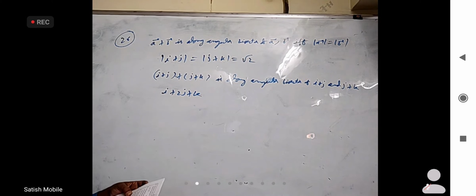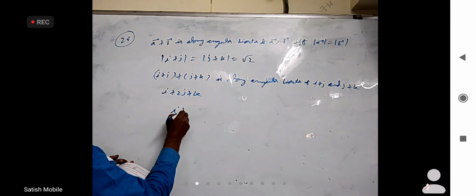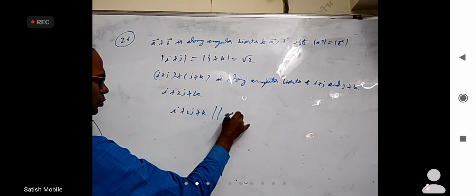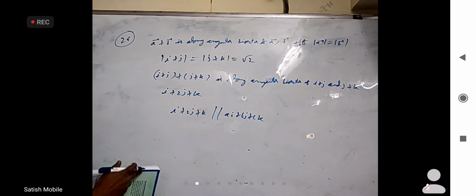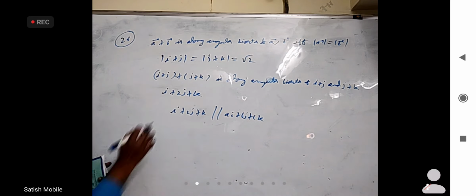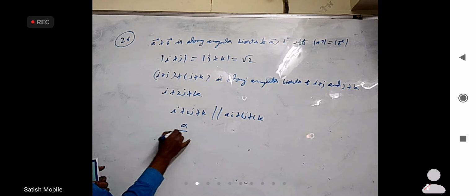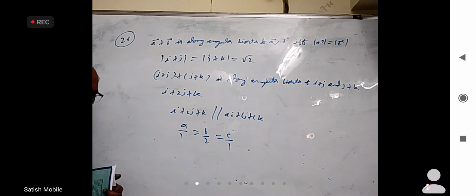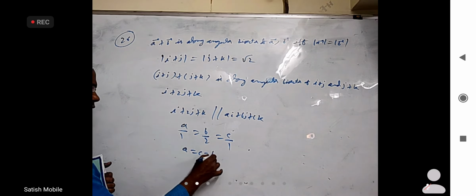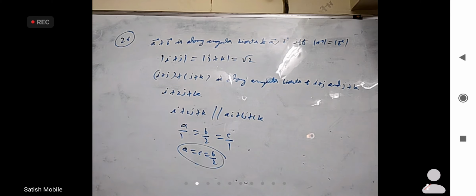But what they want, ai plus bj plus ck should be along this. So this i plus 2j plus k should be parallel to ai plus bj plus ck. Because this is along the angular bisector and I already know this plus this is along the angular bisector, so they should be in the same direction, they are parallel. So a by 1 equals b by 2 equals c by 1. So that's it. a equals c equals b by 2. So simply by adding the two vectors, we get some vector along the angular bisector. That is only when both vectors have the same magnitude. Then the parallelogram will become a rhombus.